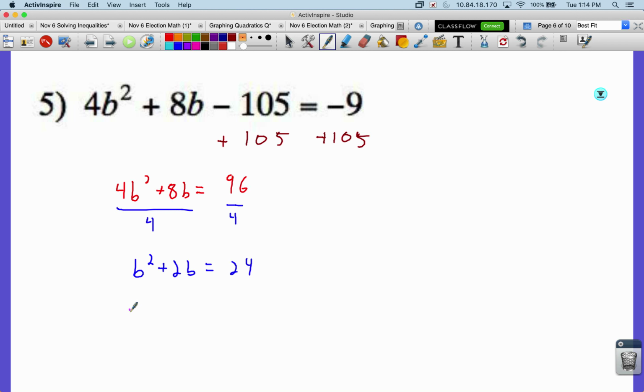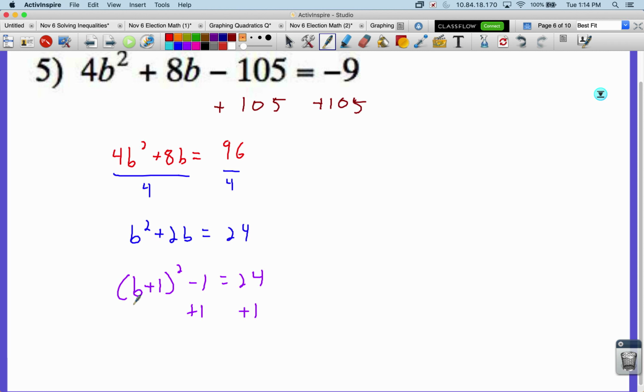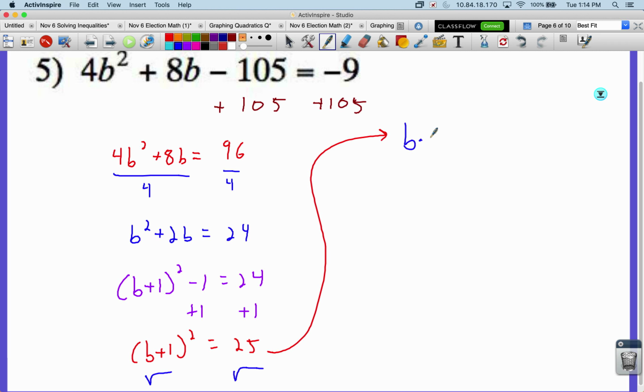And then I want to rewrite this as b plus 1 squared minus 1 equals 24. Add 1 to both sides. And we get b plus 1 squared equals 25. Let's take the square root of both sides. And we get b plus 1 equals plus or minus 5. Subtract 1 from both sides. b equals negative 1 plus or minus 5.